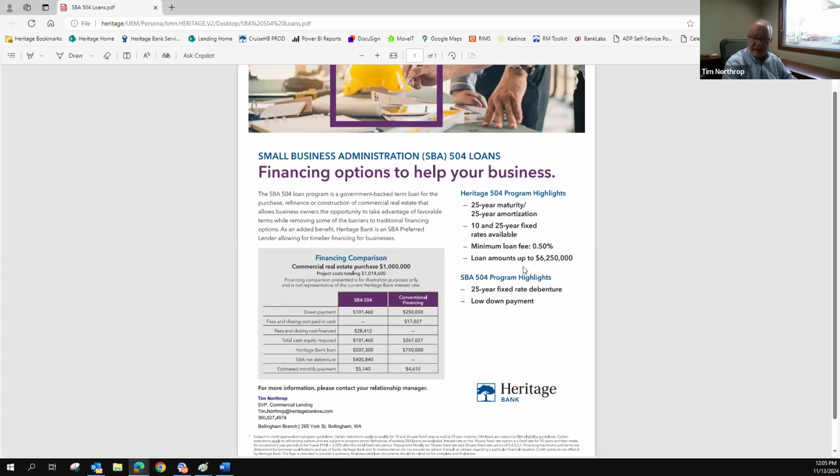On the right here, you can see some of the other attractive features: 25-year maturity and amortization. You can fix the rates for 25 years on that debenture. That was very popular when rates were quite low a few years back. Minimum loan fees, and you have that loan on the books for 25 years. So it's a pretty nice option. In this example, it's showing a 10% down payment. That's pretty standard when using the program. If it's a special use property, then it can go up to 15%.